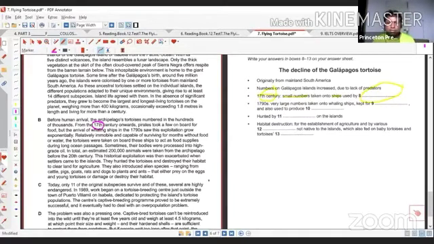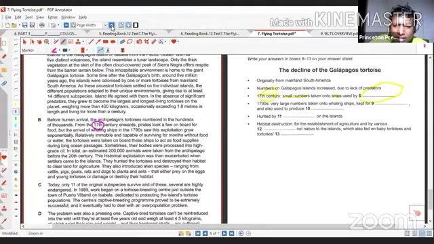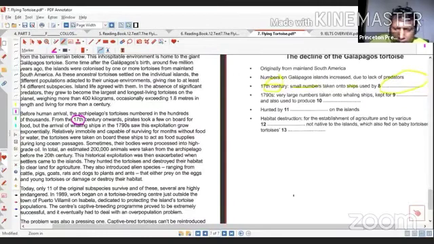It takes time. Okay, now let's move on to the 17th century. Small numbers taken onto ships used by something. What could be the answer? What small numbers? Anybody?